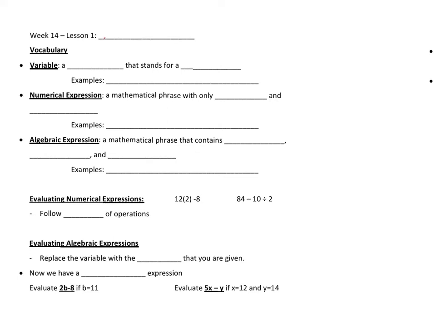Alright, today in our notes we're working on algebraic expressions. This week is expressions, next week we'll talk about equations, two very different concepts. Okay, so we need to define a couple words first. The first word we need to define is what a variable is. A variable is a symbol that stands for a number.